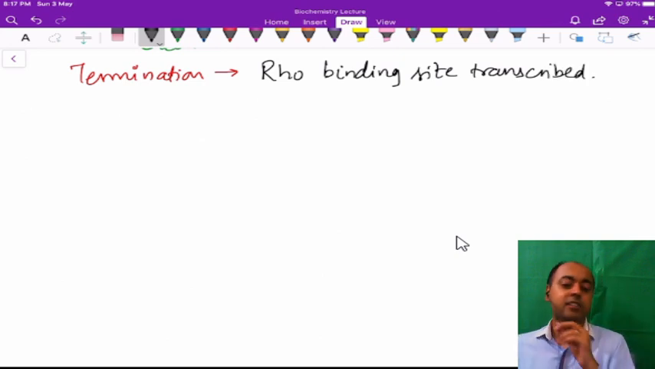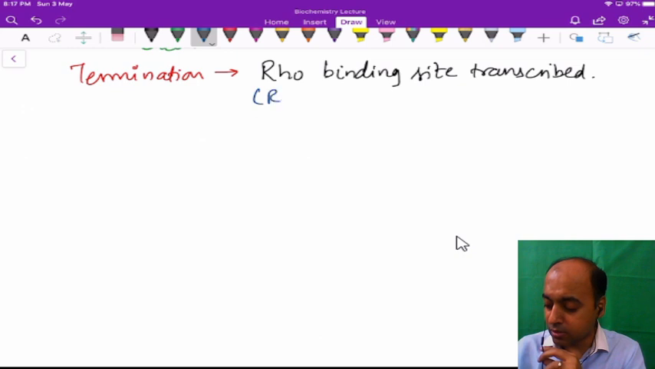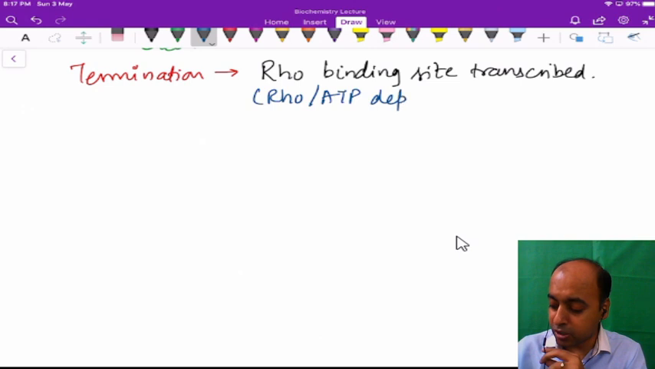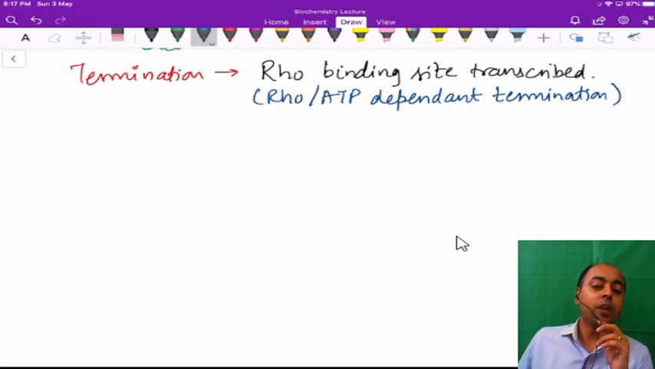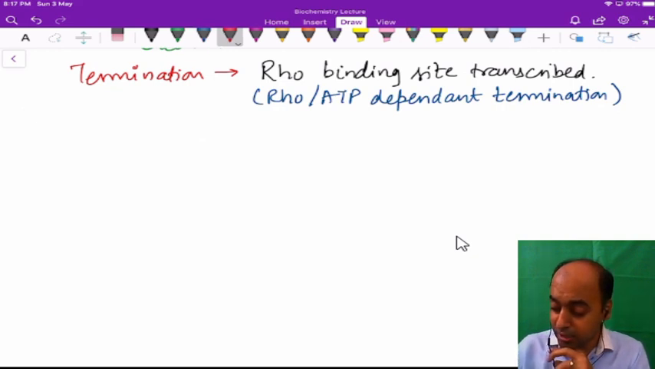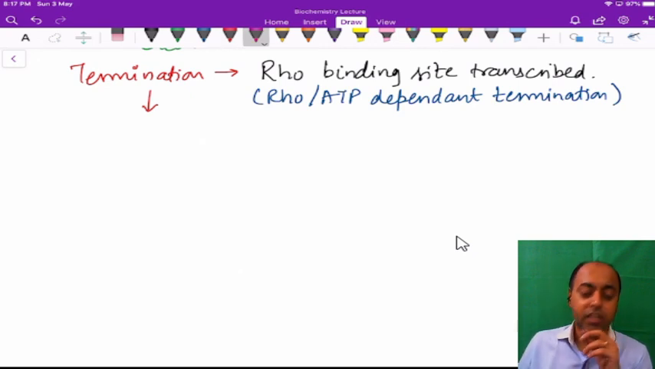When the Rho binding site is transcribed, then the termination can occur. This particular manner of termination is known as Rho or ATP dependent termination. Rho, because Rho factor will be used, and ATP, because ATP is consumed in this process of termination. So when the Rho binding site is transcribed, we have what is known as the Rho or ATP dependent termination. The second mechanism by which the termination may occur is by fulfilling the two conditions.